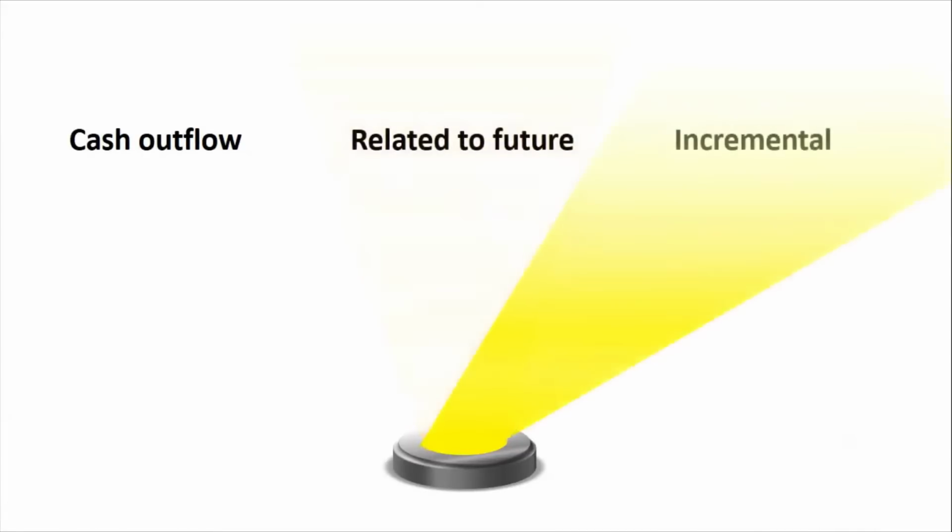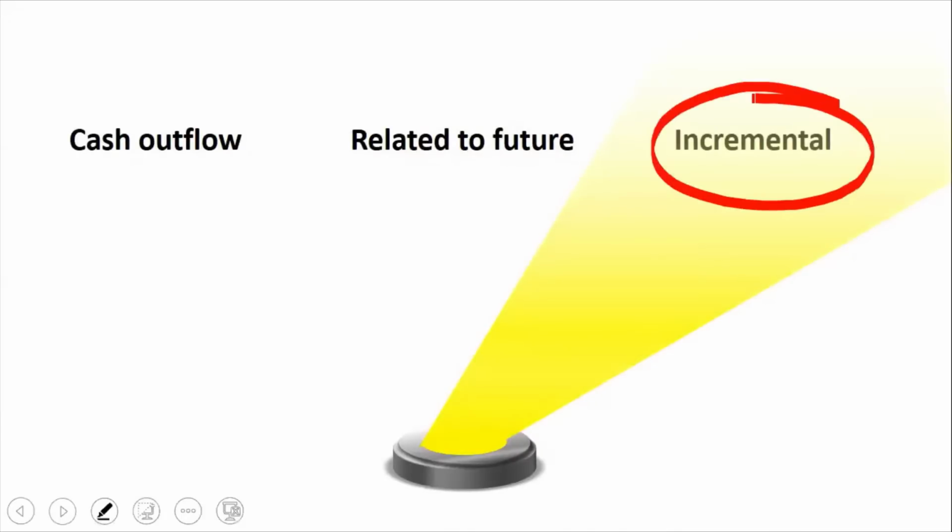And the third feature is it should be incremental. Now, what do you mean by the term incremental? Incremental means it should be different between the options. What are the two options that we have? Whether to renovate the yacht or not to renovate the yacht. Among these two options, if the expense is the same, then it is not incremental. But if the expense is different between the options, then it is incremental. Only then can you treat it as a relevant cost.